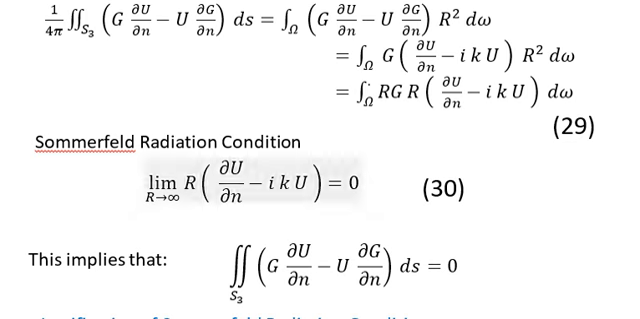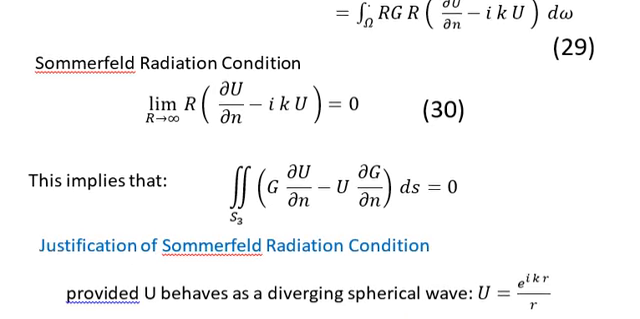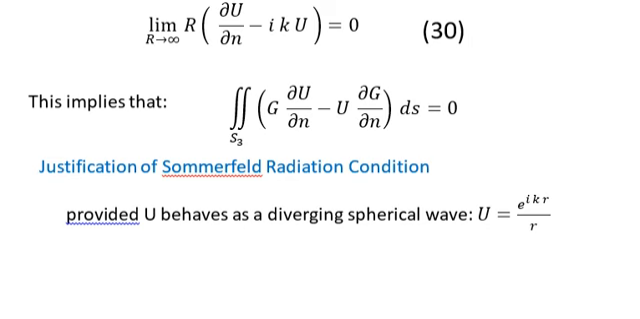But we have to provide some justification for using the Sommerfeld radiation condition, that is equation 30. So let's find out the justification of the Sommerfeld radiation condition. It will be justified only provided we assume that capital U behaves as a diverging spherical wave, that is capital U is equal to e to the power iota k r over r.